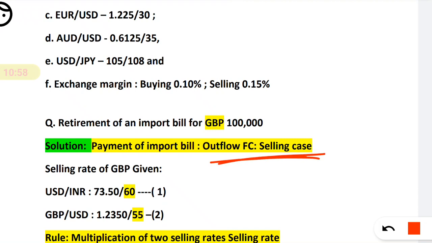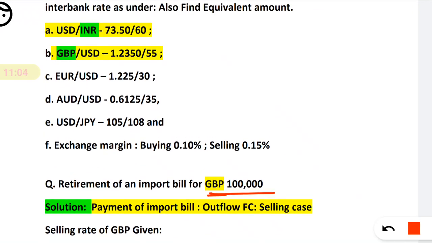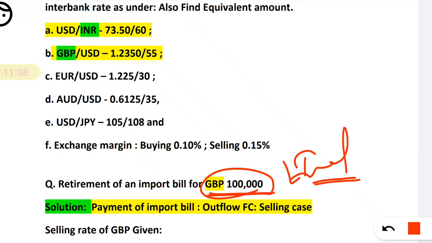First we have to identify whether it is buying or selling. So it is a selling case. Now what we want is GBP. We want the GBP to INR rate because we have to pay 1 lakh GBP. So we want the GBP to INR rate.